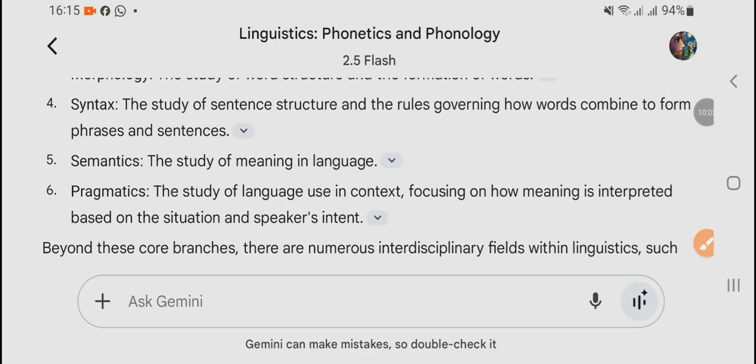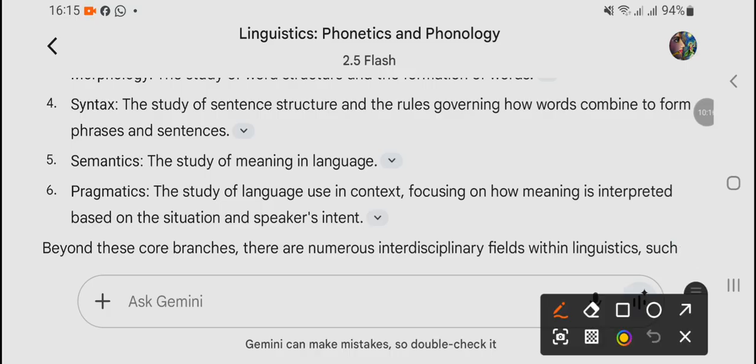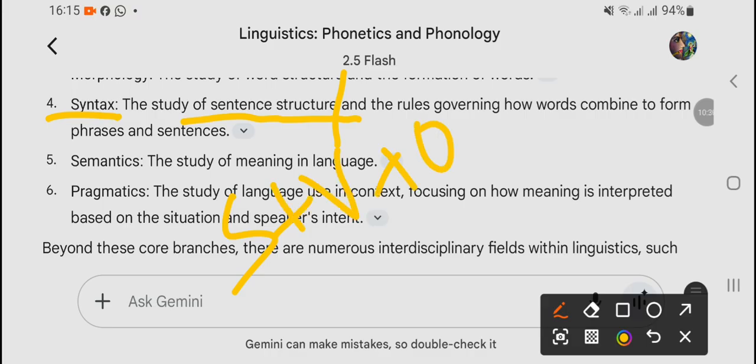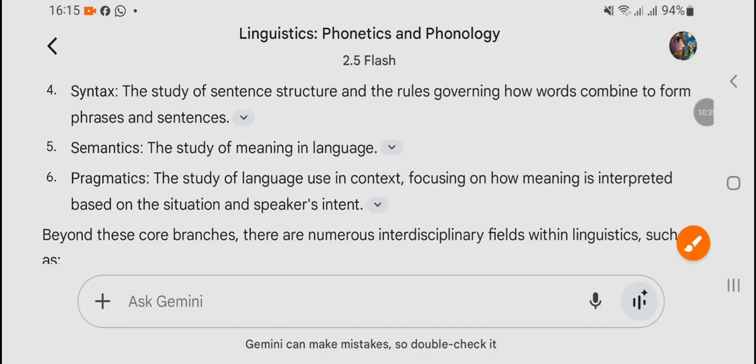Now then, syntax, the study of sentence structure and rules governing how words combine to form phrases and sentences. So syntax means we study sentence structure with the rules, right? Like first we have to place subject, then verb, then object in English. So this is the study which is done under syntax.